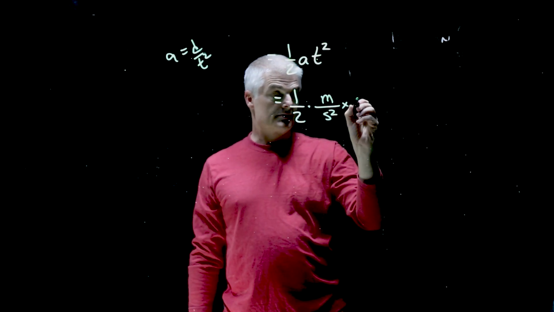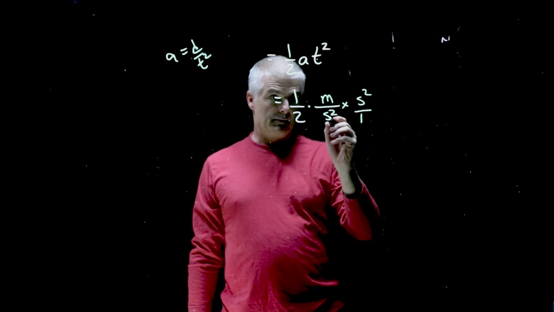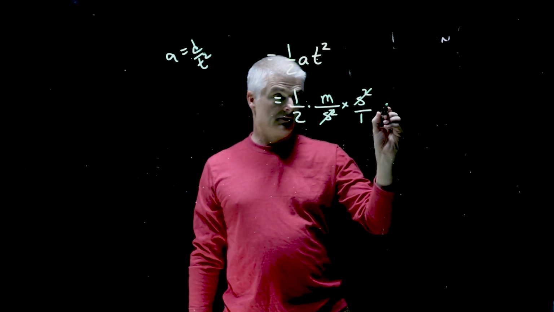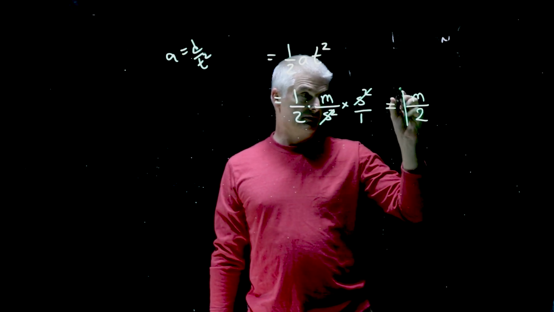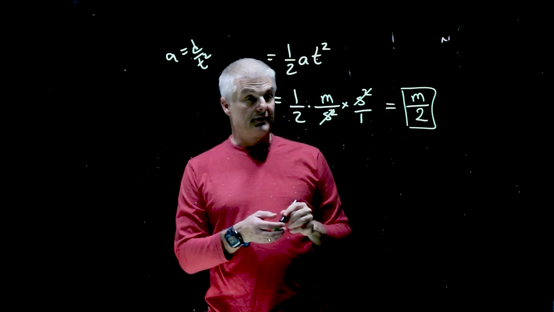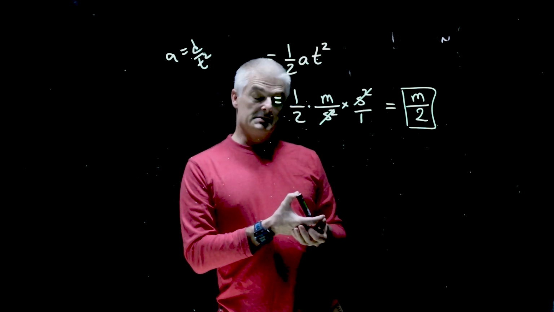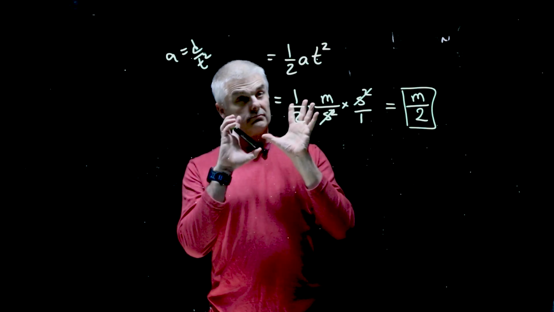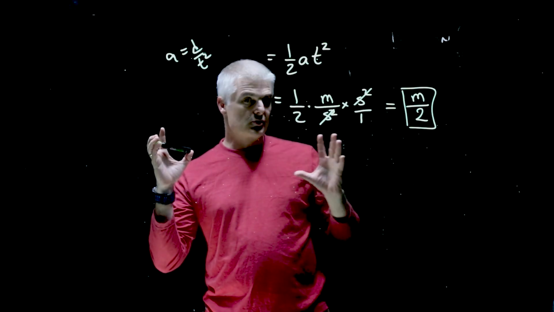T is second, so I'll say second squared over 1. What happens is the second squares cancel, and you get m over 2 meters. So the units are just meters. The fact that there's a 2 there isn't material if I'm asking you what the dimension is. That's just a quick, brief set of examples on the idea of dimensions versus units.